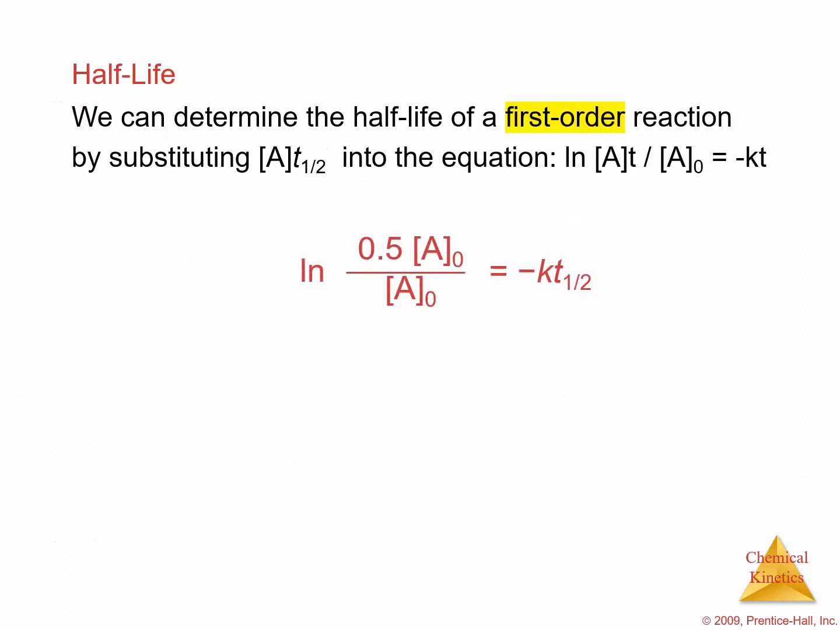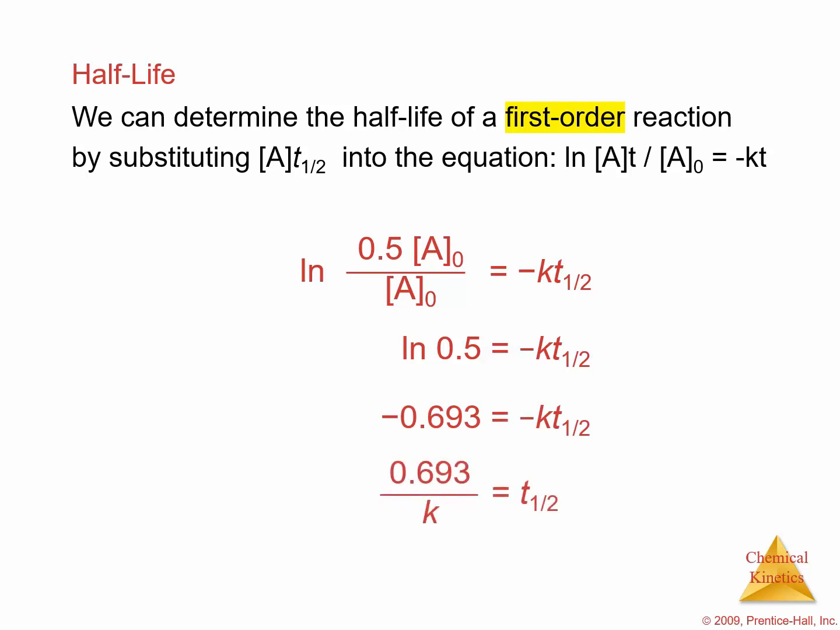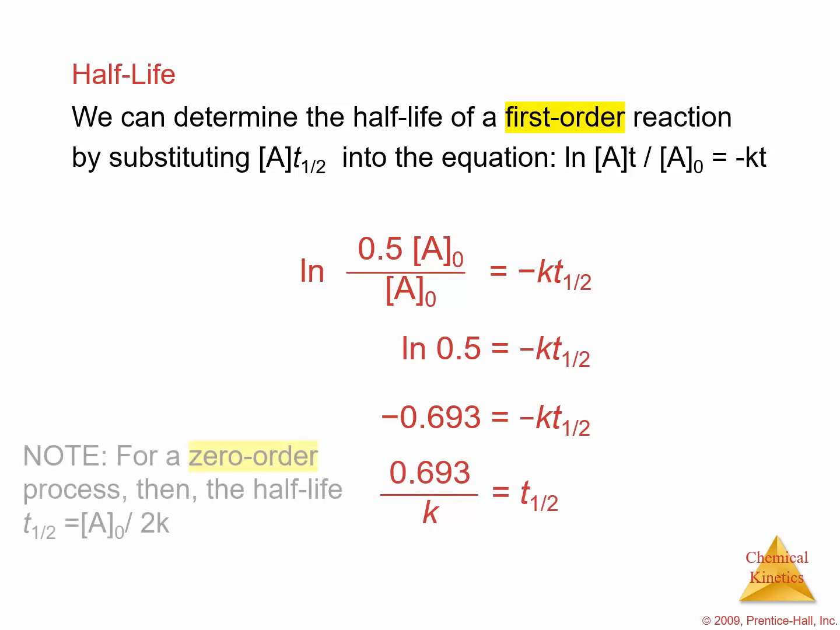We can determine the half-life of a first-order reaction by substituting the concentration of A at t half into the equation, this one, to get the final equation: t1/2 equals 0.693 over k. This is what is important. If you know the rate constant, you can determine the half-life. So this half-life does not depend on the initial concentration of reactant.